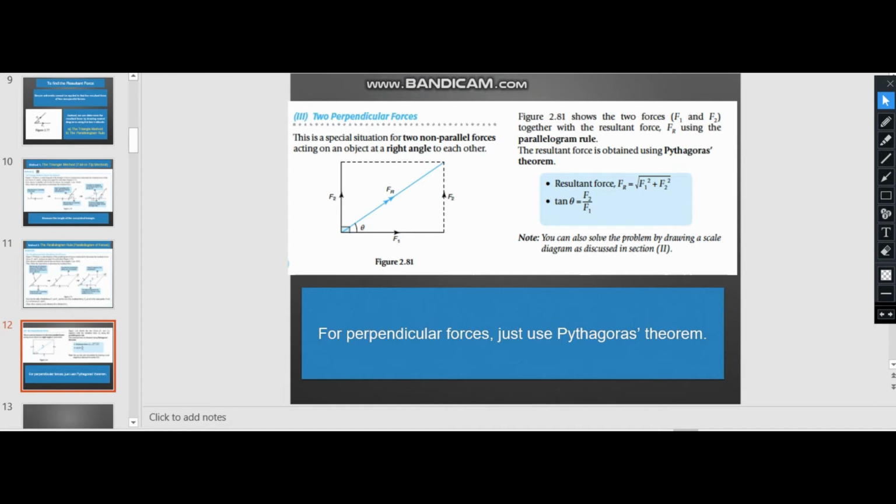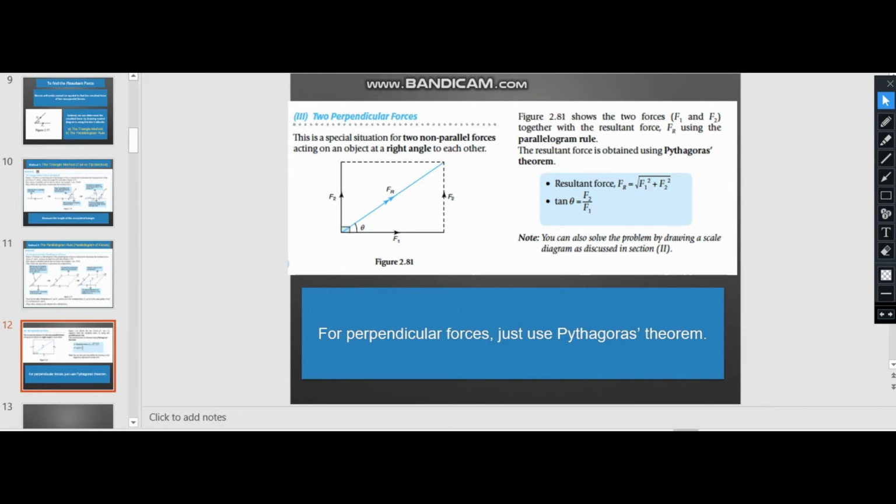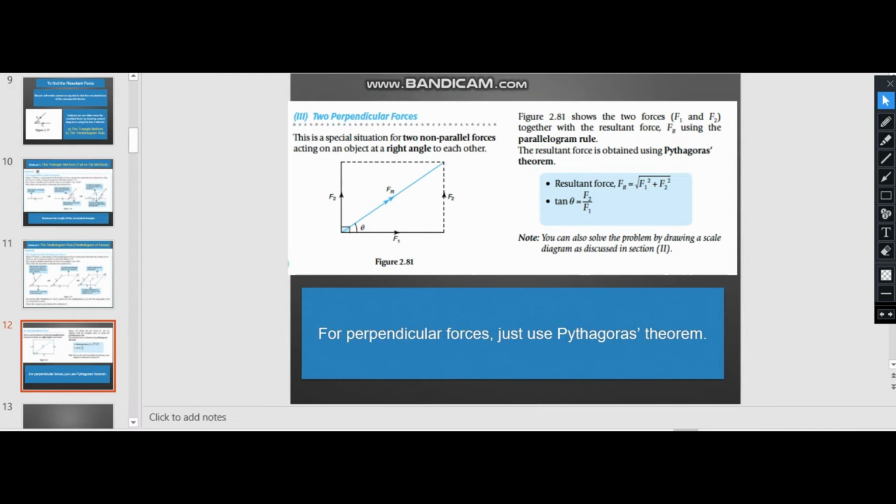And for your information, we can get the value of the resultant force by using the Pythagoras theorem, which is F1 squared, the horizontal force squared, plus F2 squared, the vertical force squared, and then we take the square root. So this will be the resultant force. And to find the angle, we use tan theta equal to F2 over F1, which is vertical over horizontal.